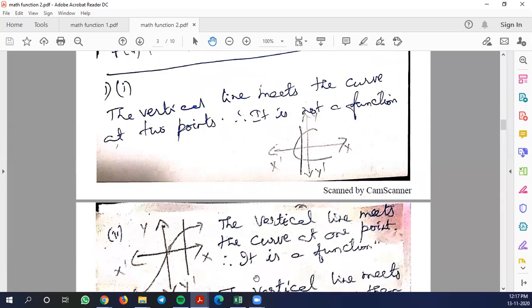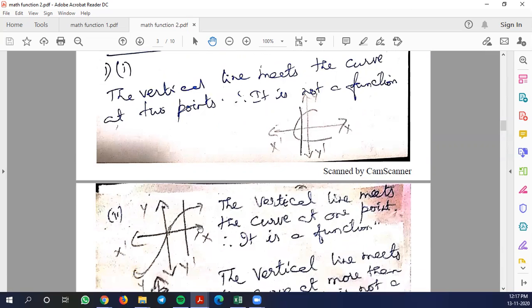So second sum, here again, one graph is given. So we are drawing a vertical line. I am drawing the vertical line here. This vertical line meets the curve at only 1 point. So here this is the curve, and this vertical line meets the curve at only one point. Therefore, it is a function.